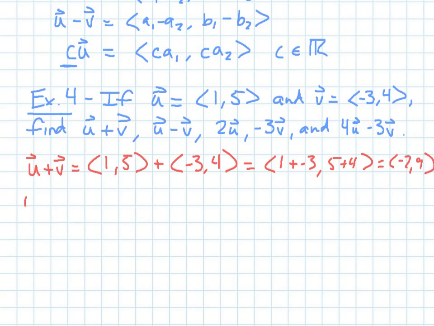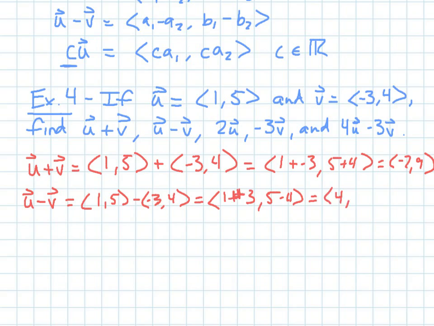If I did the subtraction one, same thing, 1, 5, subtract negative 3, 4. So 1 minus a negative 3, don't forget the doubles, because that makes it plus, and then 5 minus 4. So adding here makes that a 4, and then 5 minus 4 gives me 1. Okay, so there's your subtraction of the two vectors.